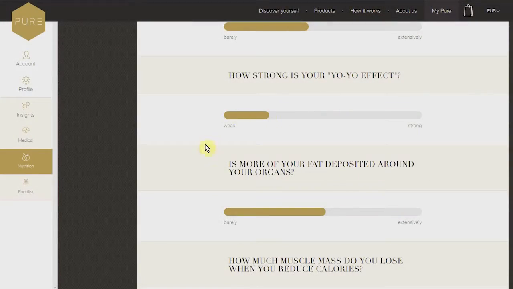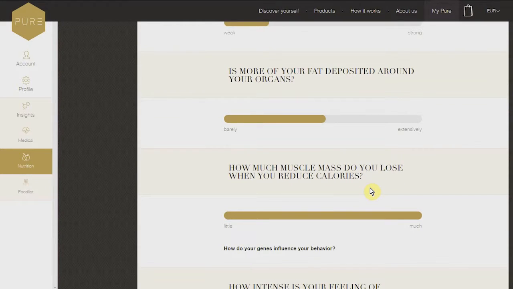And this is metabolically active, so it is less healthy for you than if it was fat around the hips. So this is also something to do with how unhealthy it is for you to be overweight. Then this is a very interesting one. How much muscle mass do you lose when you reduce calories?